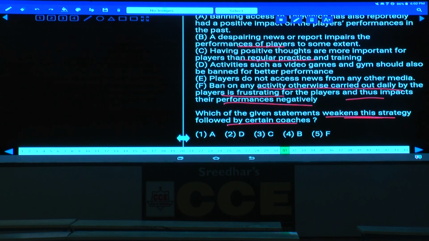Now why has he done all this? In order to increase the performance of the players. But by doing so, rather than increasing the performance of the players, their performance is going down negatively. And this is an effect of this one. And so what is your answer here? F, that is 5 is the answer.